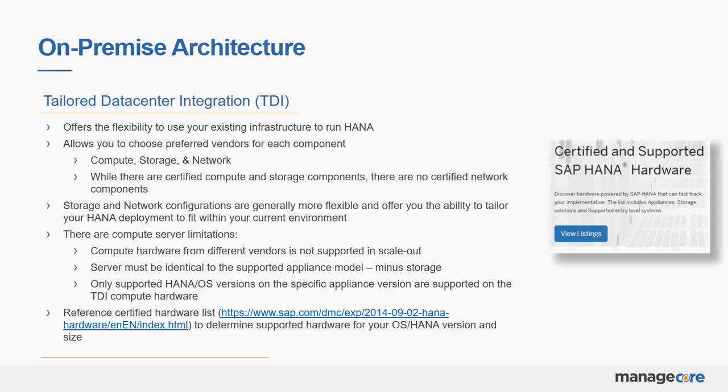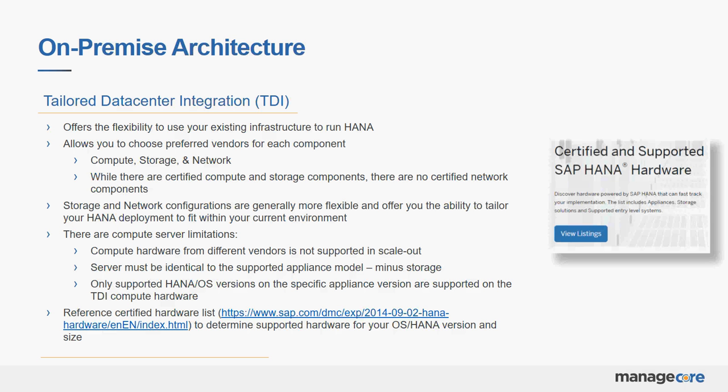There are a few compute limitations. So compute hardware from different vendors is not supported in scale out, so you can't make a BW environment in a scale out scenario with a mix of Dell and HP servers. They must be identical to the supported appliance model minus storage. So the appliance model itself, right down to almost the SKU, has to be identical to what you see on that certified list. So if you're going to buy a 1 terabyte compute server from Dell, you're going to have to make sure that it is the identical SKU that it would be if you were buying it for the HANA appliance minus the disk.